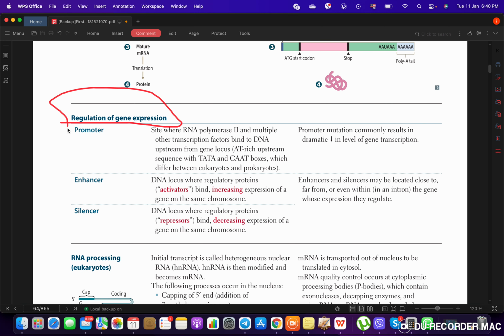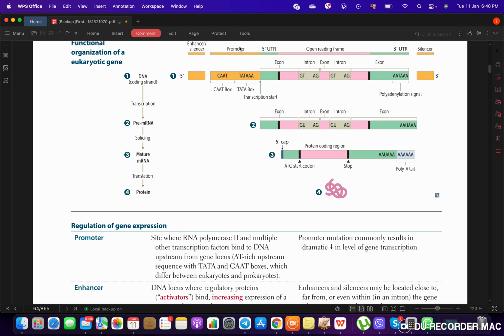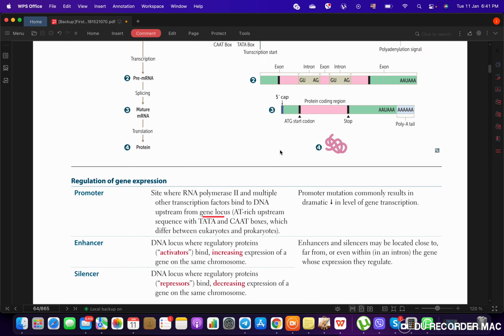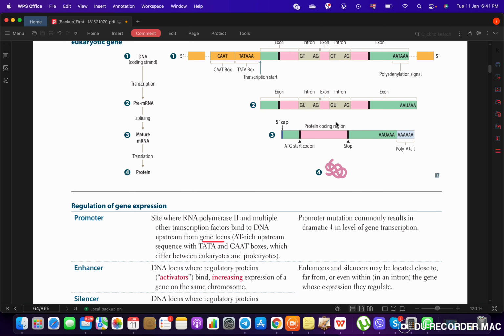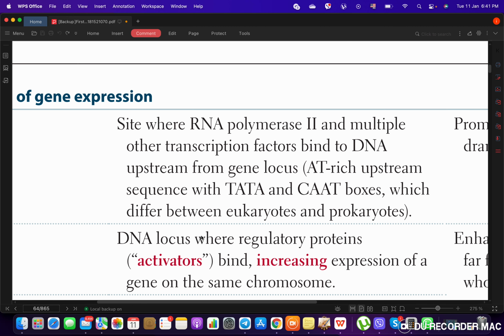Now we are going to speak about regulation of gene expression. We have, first of all, a promoter. What is the promoter? This region, the TATA box and the CAT box. It's the site where RNA polymerase 2 and multiple other transcription factors bind to the DNA upstream from the gene locus, which is this gene locus. It's upstream from it, away from it, and it's full of adenine and thymine, as we said, with the TATA box and the CAT box, which differ between eukaryotes and prokaryotes.